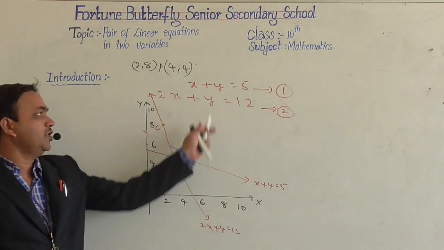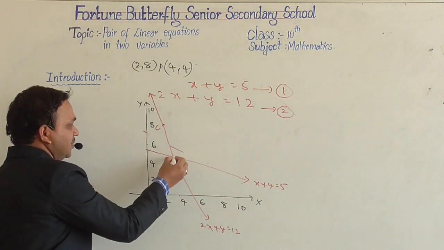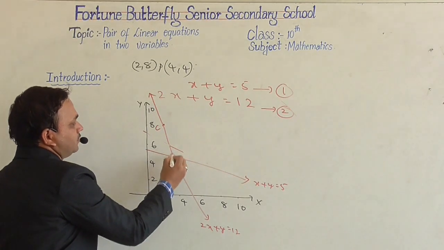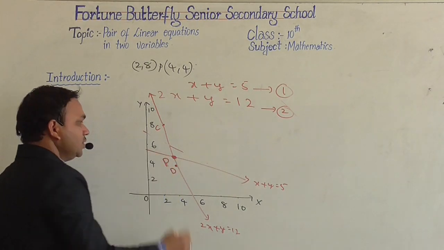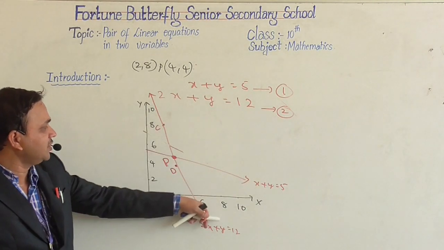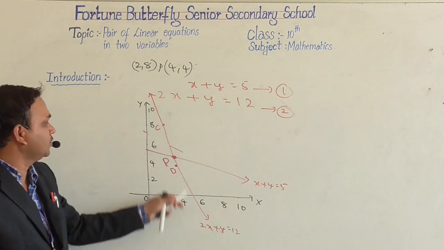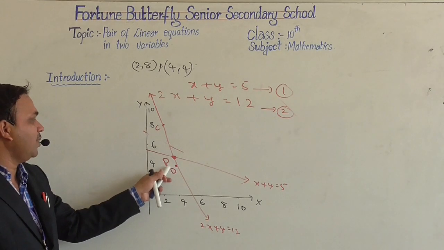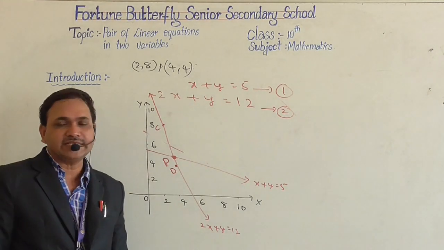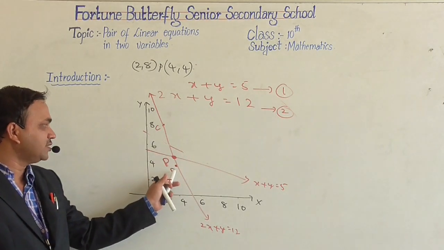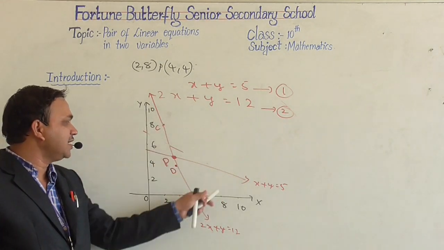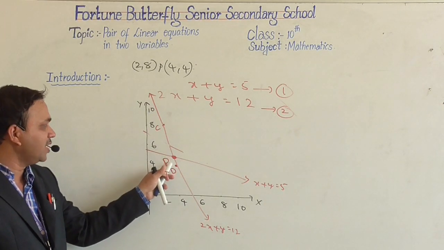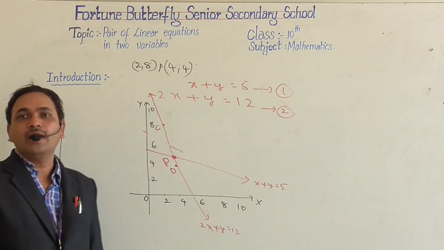So what you observe is that these two equations intersect at a common point. The common point we can name as any variable, P. Equation number 1 and equation number 2 intersect at one common point, named P. Intersecting lines means that two lines intersect at a common point, and then they are called intersecting lines.